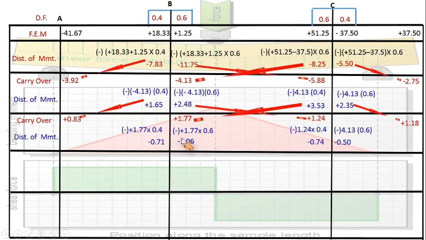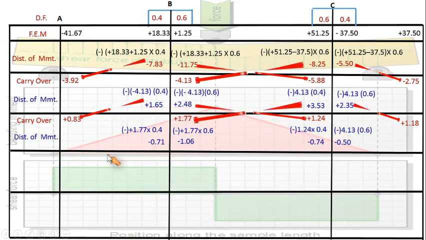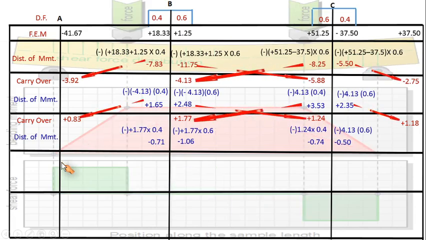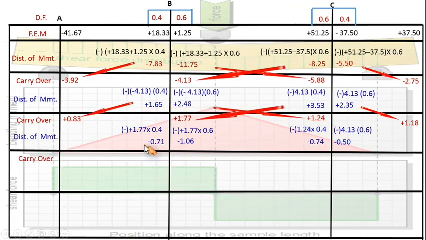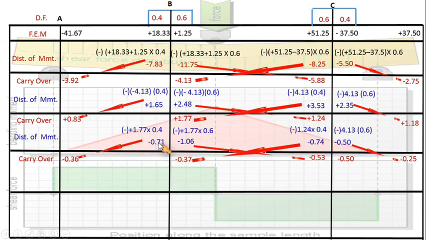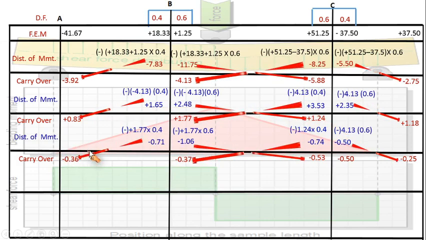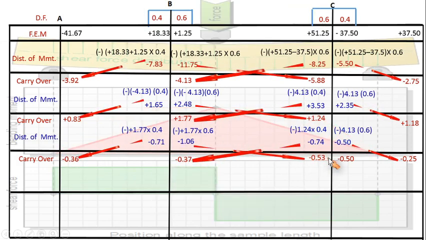After finishing with this, and we did the distribution of the moment, half of that has to be transferred or carried over to the far end. So let us do that job also. So half of that has been transferred to the far end. So for the left hand part of B, the far end is A. For the right hand part of B, the far end is C.